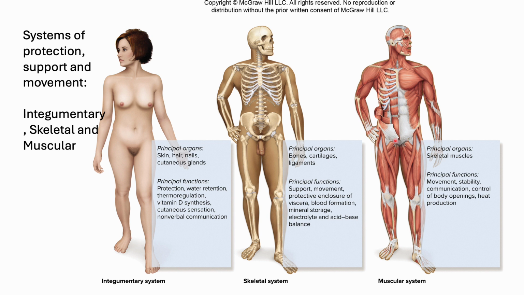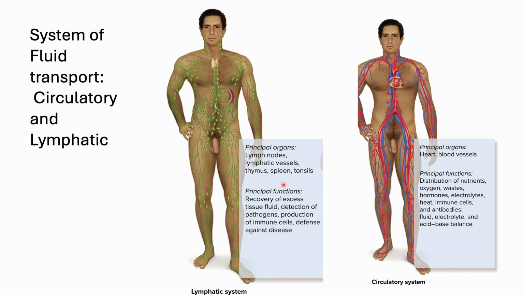So here we have your integumentary system. This is your skin, hair, nails, and your cutaneous glands. Your skeletal system is your bones, cartilages, and your ligaments. Your muscular system is your skeletal muscles, easy enough. Your lymphatic system is made up of your lymph nodes. All of these little bean-shaped structures are your lymph nodes. Then we have the lymphatic vessels. This organ here is called your thymus, your spleen, also your tonsils. They all belong to your lymphatic system.